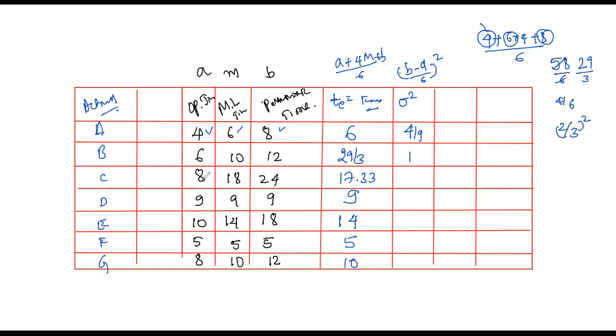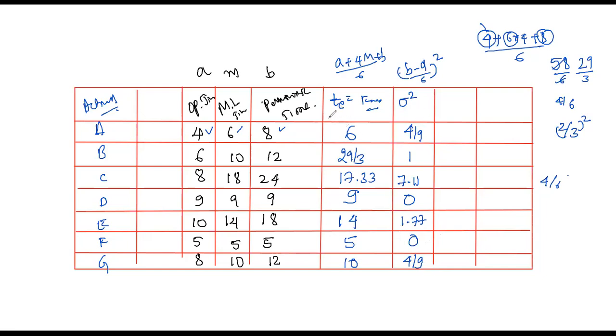And simplify this. 24 minus 8, so around 16. 16 by 6 gives you some fraction, and if you square that, you will get 7.11 something. Here it is 9 minus 9, it will be 0 only. Again here it is 18 minus 10, 8 by 6, you will get 1 point something. If you square that, you will get 1.77. Again it is 5 minus 5, 0. And the last column is 12 minus 8, you will get 4 by 6. If you simplify, again 2 by 3. If you square that you'll get 4 by 9. So these are the values we'll get.